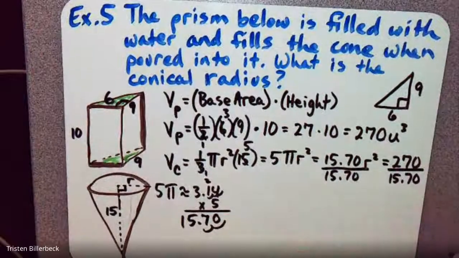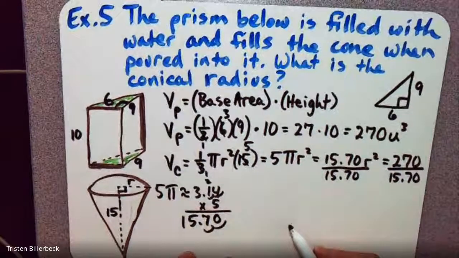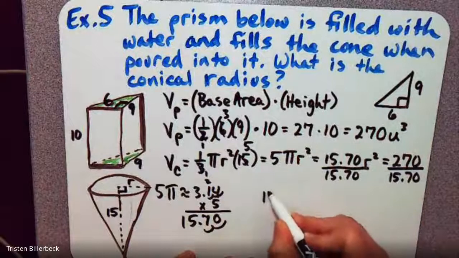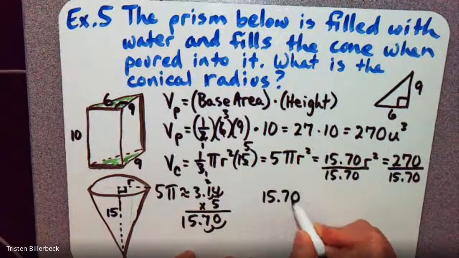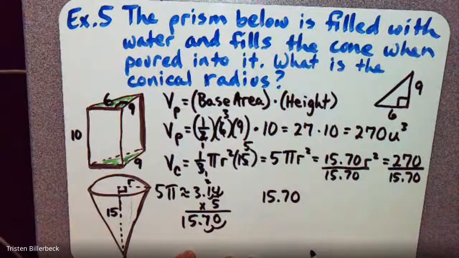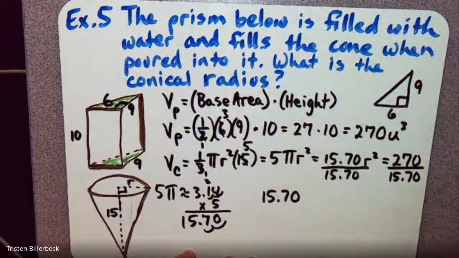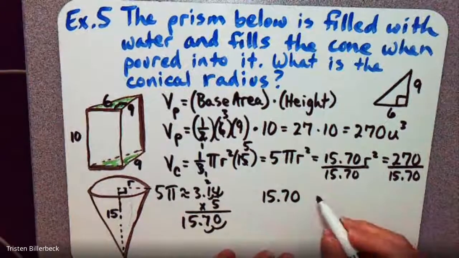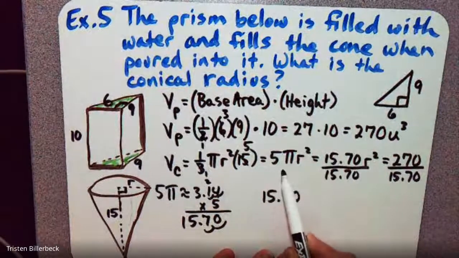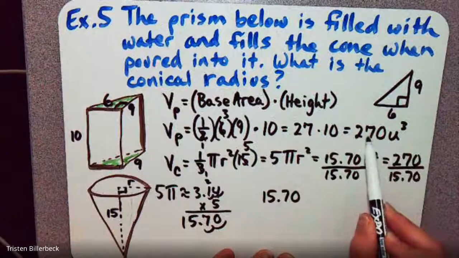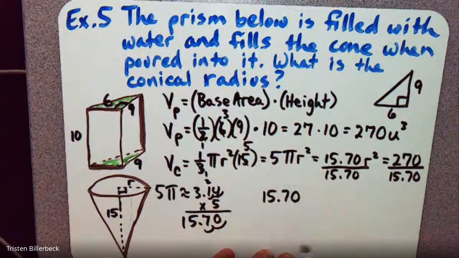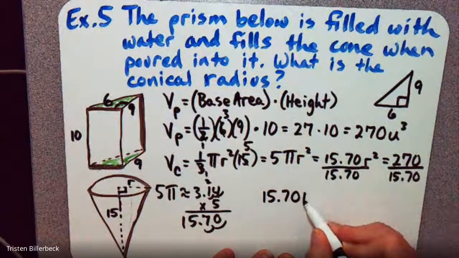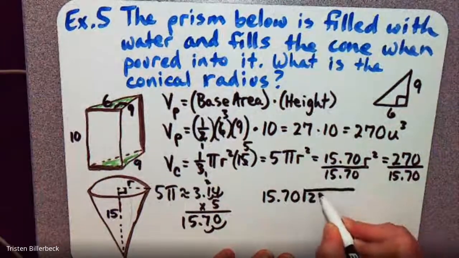Okay, so let's try it. This is going to be a little rough. So we have 15.70. Actually, before we did that, let's do this the easier way. Well, we can just continue. The easier way that I should have done this is I should have just divided 270 by 5 and then divided by 3.14. But I started this way, so let's just continue.